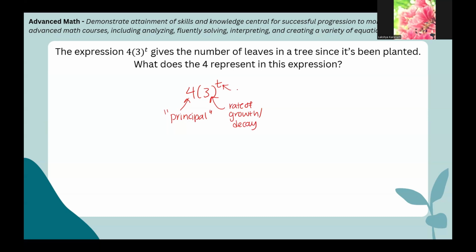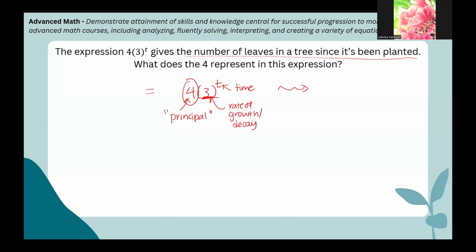And this t, the variable, represents time, which is typically the x-axis. It's typically the independent variable. So in this case, what is it telling you? Well, it's giving the number of leaves since it's been planted. So what this is telling you is this is the initial amount of leaves in the tree, and it's growing at a rate of 3, basically. So not 3 per year because that would make it a linear relationship, but exponentially, right?